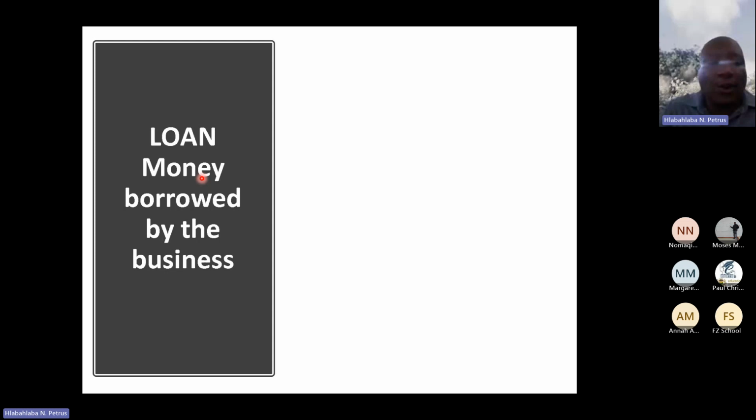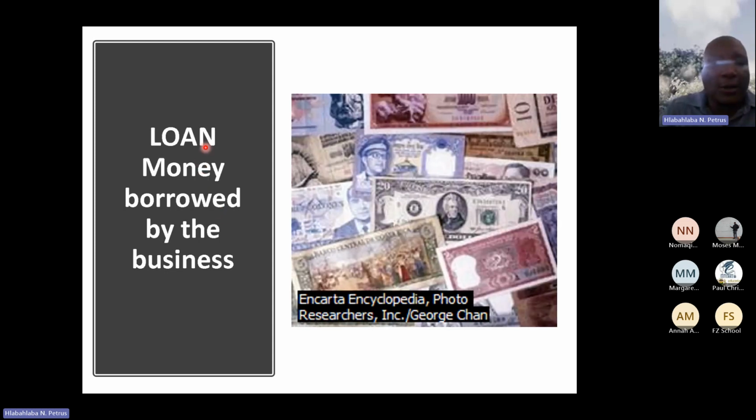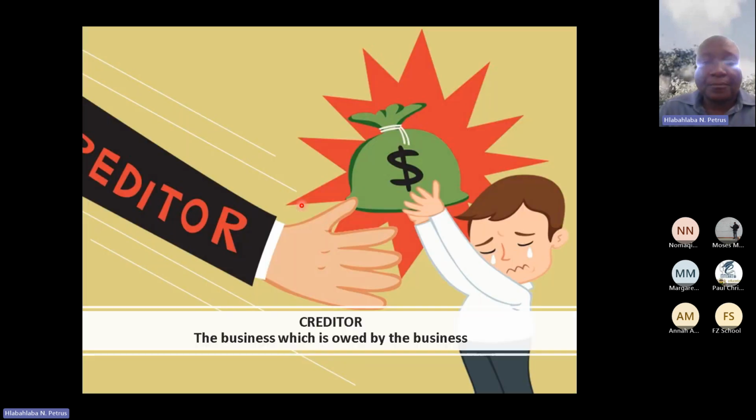And then we have what we call a loan. A loan is the money borrowed by the business. It can borrow money from the bank, from other financial institutions, or from the government. It is a loan. They will have to repay it with interest. Again, you don't just pay it back, you pay it back with interest.